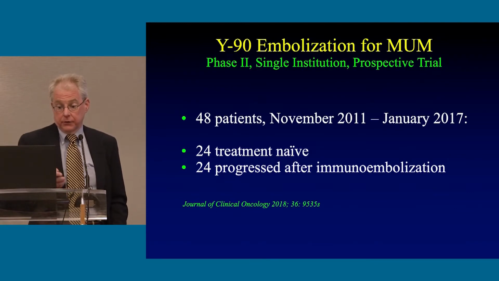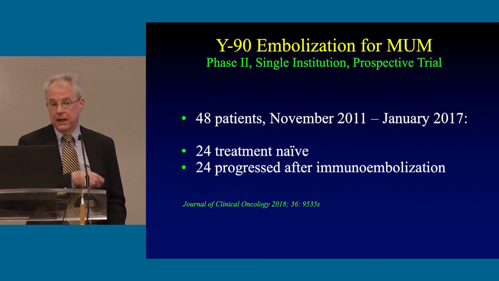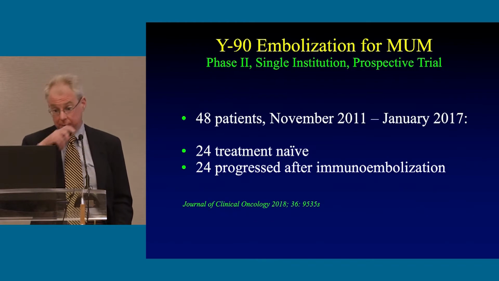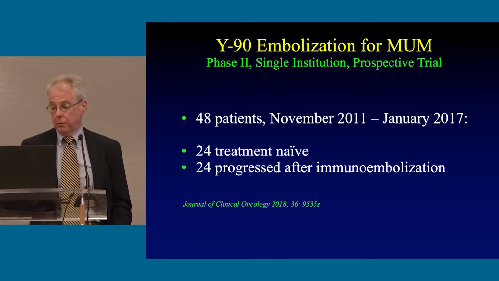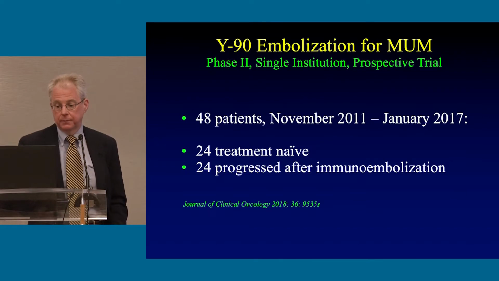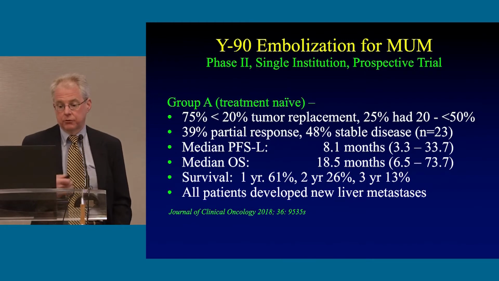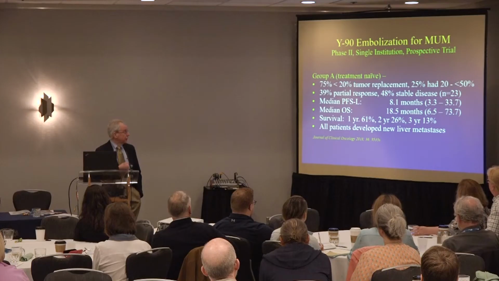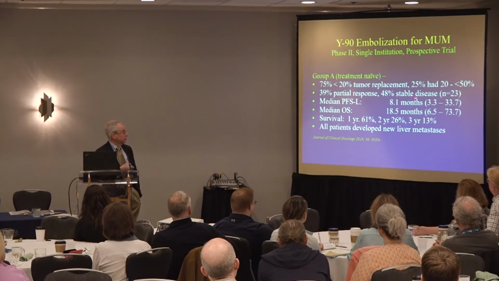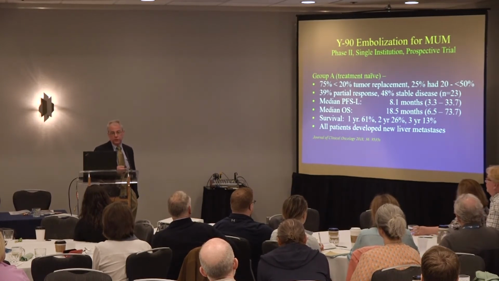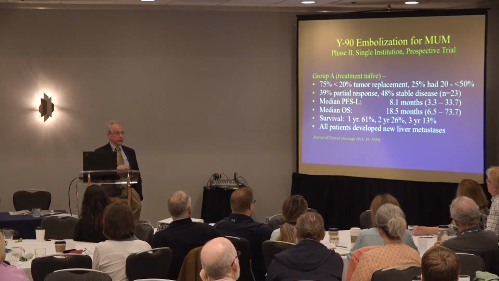Karin Gonzalez organized a study looking at 48 patients treated with radioactive microspheres. Half of them were treatment naive, meaning this is the first treatment they had for their liver metastases. The other half all progressed after immunoembolization. Looking at the group that started out using treatment, you can see that actually in a large number of the patients, the tumor stopped growing. They either shrank a bit or they stayed about the same. So we're accomplishing something.